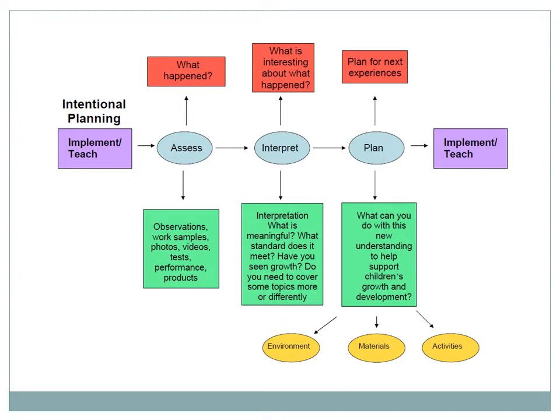What is interesting about what happened and what you observed? What is meaningful? You might ask, what standard does it meet? Have you seen growth in this child? And it also helps you understand, do you need to cover some topics more or differently? Or is it time to move on and provide other materials? Do you need to have a variety of materials in your classroom because the children are at all kinds of different areas of growth and development?